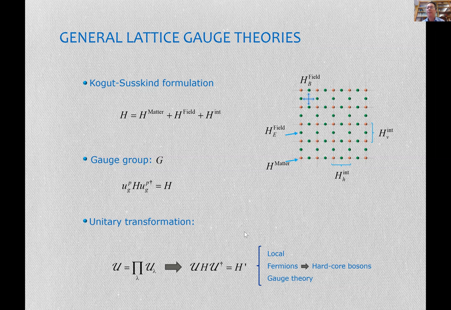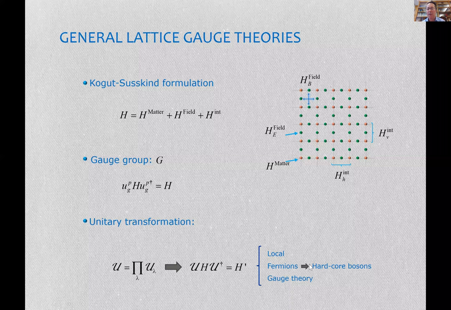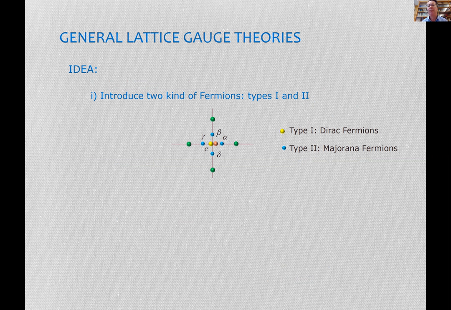Okay. All right. So you have at the end a local Hamiltonian where there are no fermions, they are replaced by hardcore bosons, but it is still a gauge theory, meaning that there are some local gauge symmetries. And they actually, as I will mention, will be the same as the ones that we had before, maybe with an extra symmetry. Okay. Is there any other question at this point?